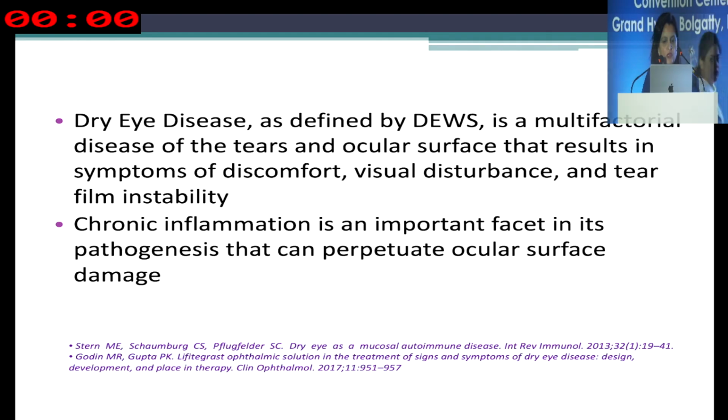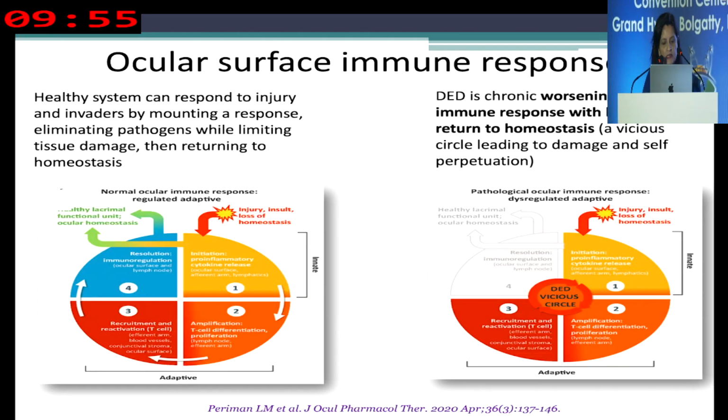Thank you, Praveen. So I'm going to be talking about Liftegrast ophthalmic solution 5%, a review in dry eye disease. So dry eye disease, as we know, is defined by DEWS as a multifactorial disease of tears and ocular surface, which results in the symptoms of discomfort, visual disturbance, and tear film instability. And chronic inflammation is an important part in its pathogenesis.